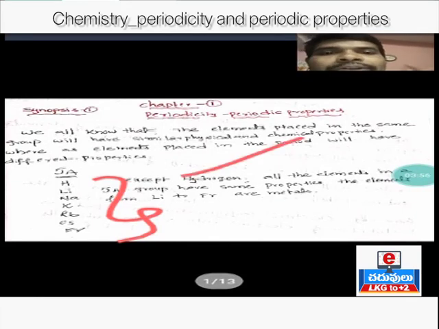Except hydrogen, all the elements in group 1A have the same properties. Hydrogen is an exceptional case. It behaves as a metal as well as a non-metal, so it is an exceptional case. Don't take hydrogen into consideration. From lithium to francium, all the elements in 1A have the same properties. For example, lithium, sodium, potassium, rubidium, cesium, francium are all metals except hydrogen. Hydrogen behaves as a metal as well as a non-metal depending upon the nature of the compound. Clear? Hydrogen is an exceptional case.